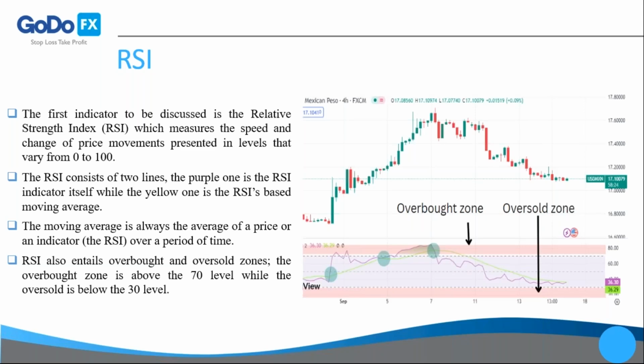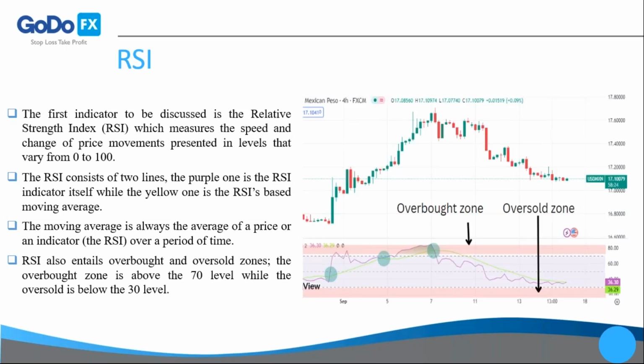So if you go, let's say, to the TradingView website, you search for RSI in the indicators toolbar, you will have this RSI showing levels from 0 to 100. It consists also of two lines. One is purple, the other is yellow. The purple line is the RSI itself, and the yellow one is its signal.